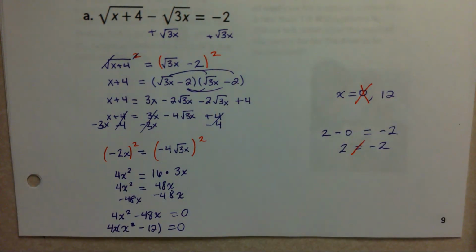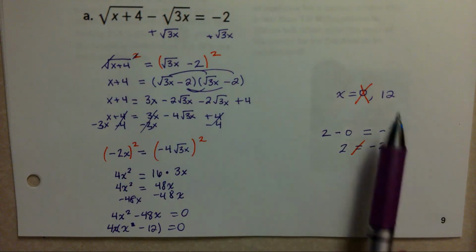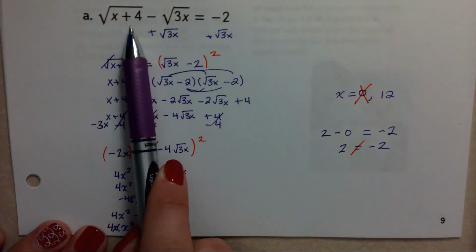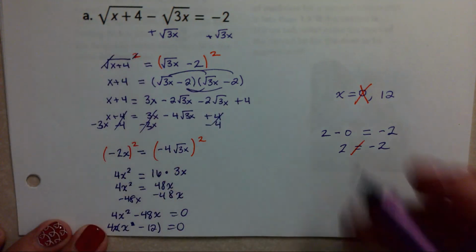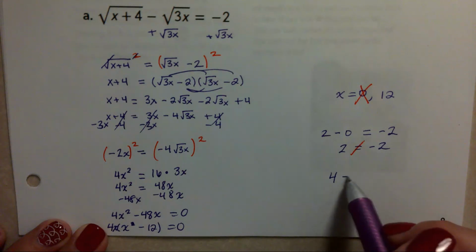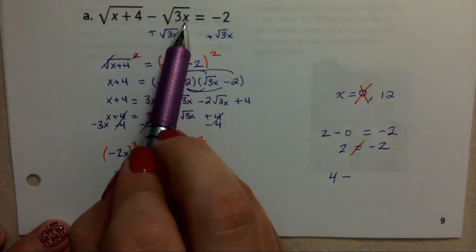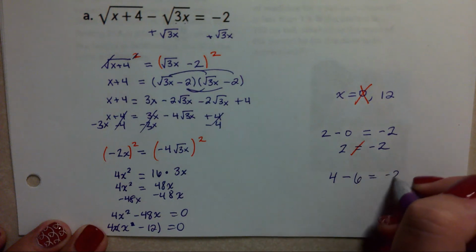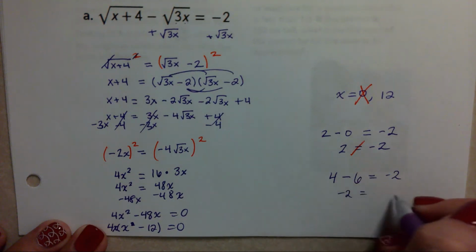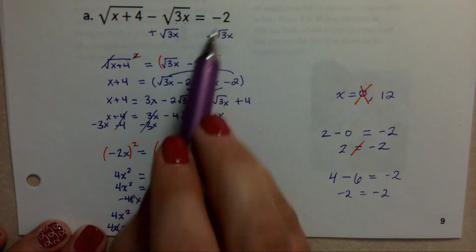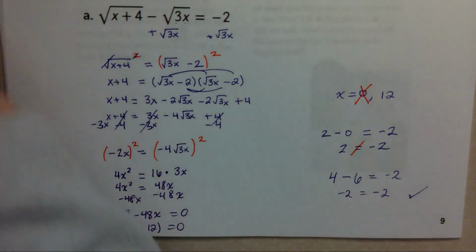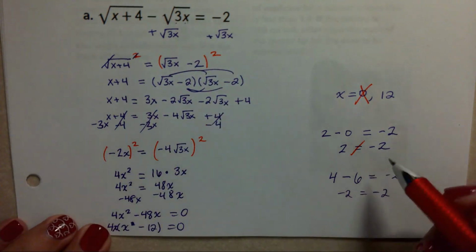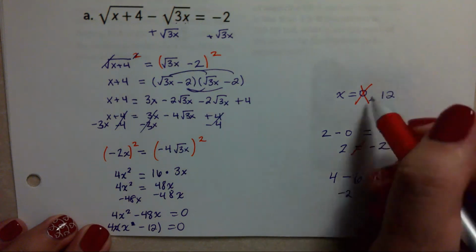Let's try 12. 12 plus 4 is 16. Square root of 16 is 4. Minus 3 times 12 is 36. Square root of 36 is 6. 4 minus 6 is negative 2. Does that equal negative 2? Yes, it does. So our solution is 12.